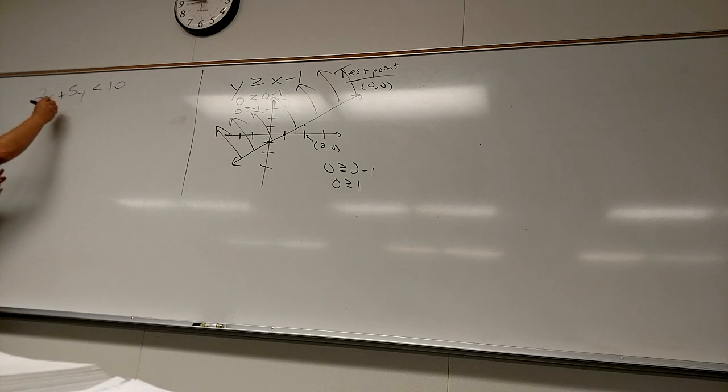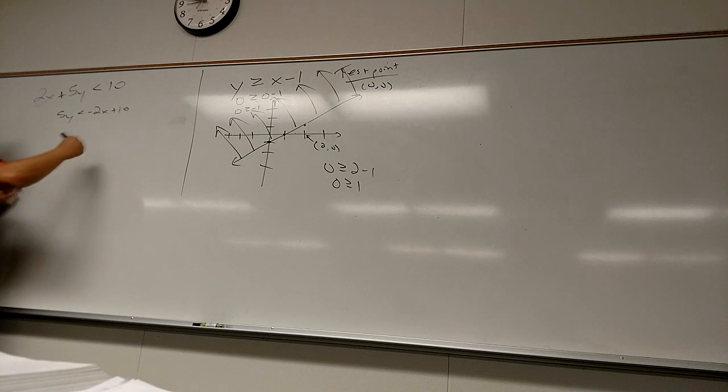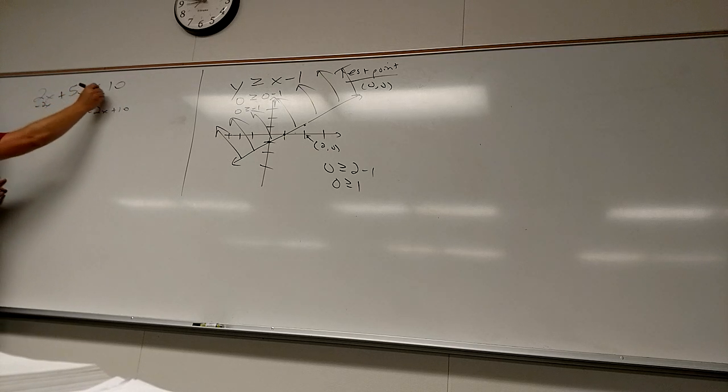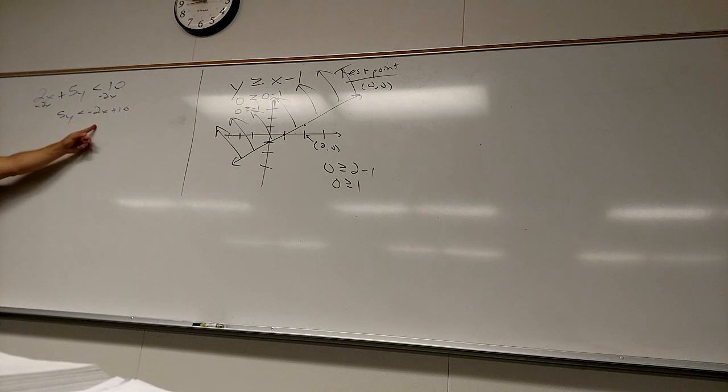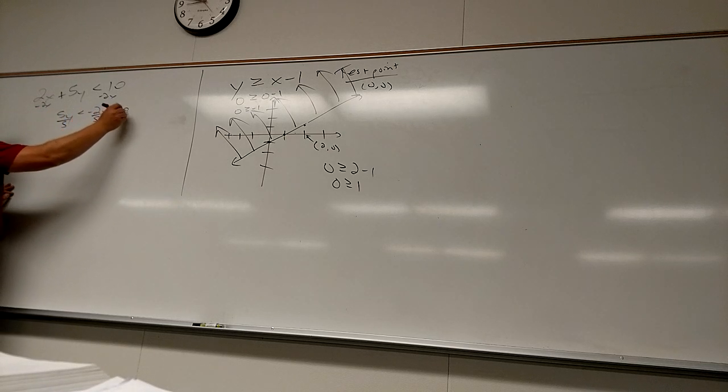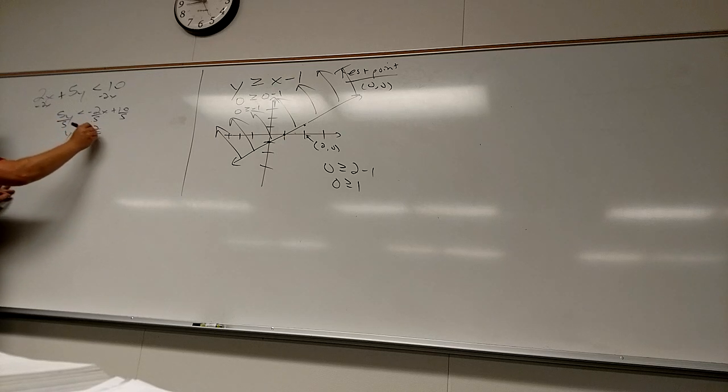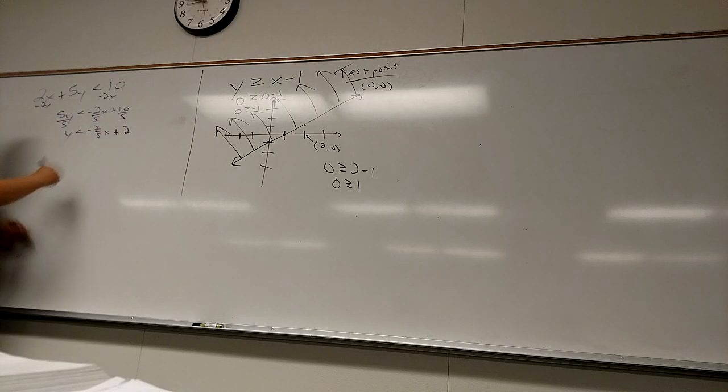So if I subtract 2x, right. Sometimes you guys, that just kind of goes over there. You need to write down for yourself what you're doing so you don't make that kind of mistake. It just kind of floats over. You can't do that. And then I do what? Divide by 5. So your y less than negative 2/5 x plus 2.